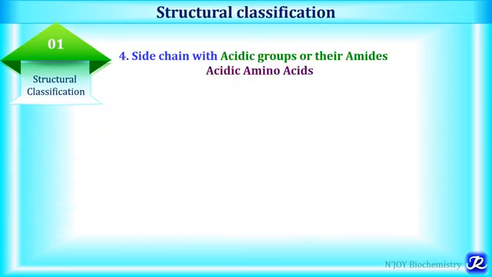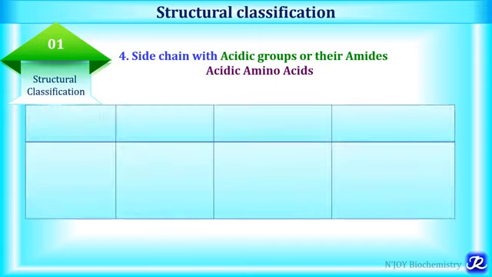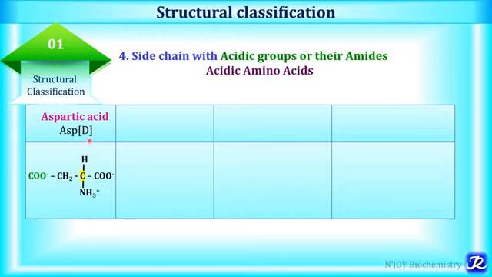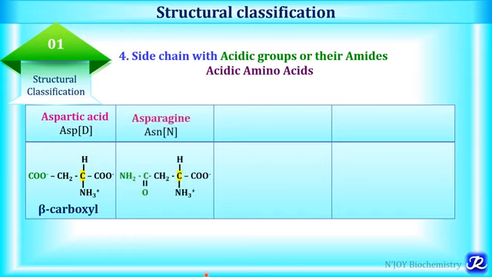The fourth group of amino acids have a side chain with an acidic group or their amides, and they are called acidic amino acids. The examples are aspartic acid. Aspartic acid is denoted by the 3-letter symbol ASP and 1-letter symbol D. In the structure of aspartic acid, the second carboxylic group is attached to the beta carbon. This is the alpha carbon and this is the beta carbon. So the second carboxylic group is attached here. It is a dicarboxylic monoamino acid. Asparagine is the amide of aspartic acid.